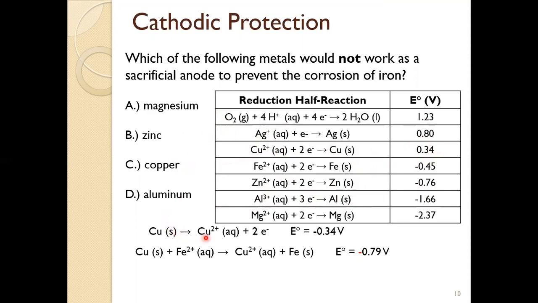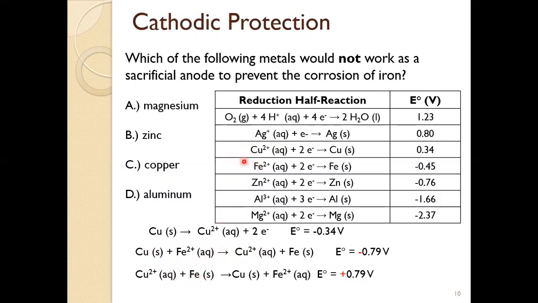The actual reaction where we can imagine it working actually has a negative standard cell potential. So this process is non-spontaneous. This is showing copper being oxidized instead of iron being oxidized. At the reverse, where copper is being reduced and iron is being oxidized, then has a positive cell potential, which means that copper would not actually prevent iron from being oxidized. Copper would actually promote the oxidation of iron.